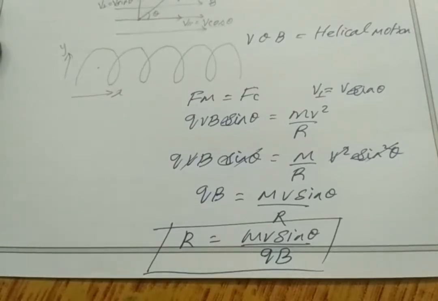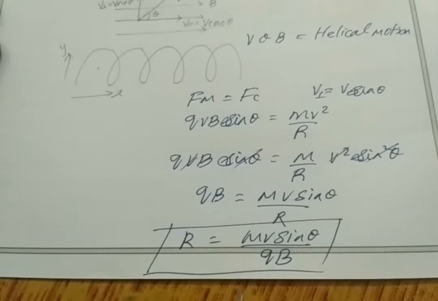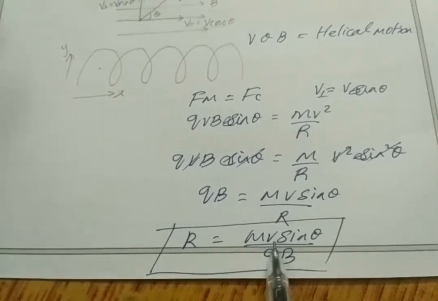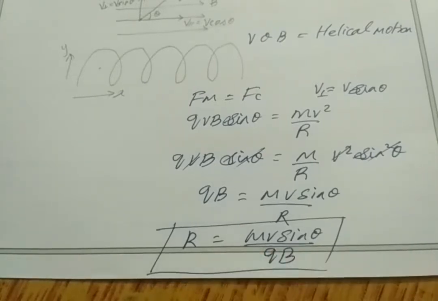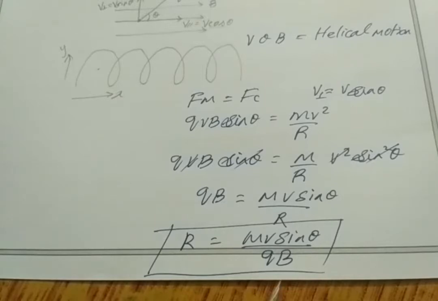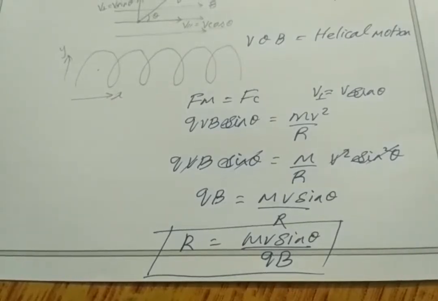In the previous case we simply studied mv by qB, but here we study mv sin theta by qB. Because we have two components, we neglect the parallel component because it moves in a straight line. We take only the perpendicular component. For the perpendicular component we don't have v, but we have v sin theta. Okay, our perpendicular component. Clear? So this is the equation for radius.